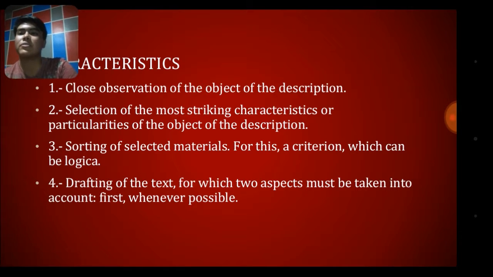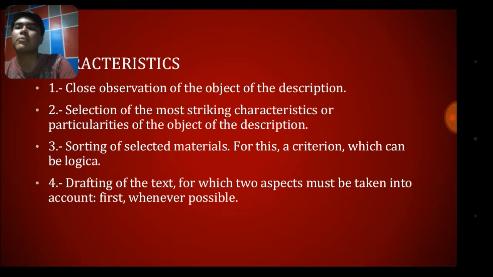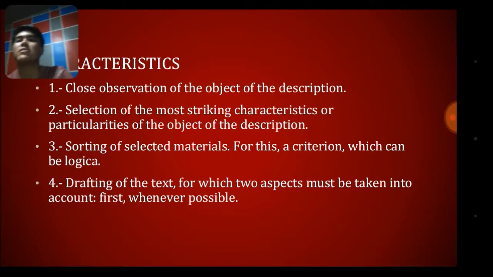Number 3. Sorting of selected materials. For this, a criterion which can be logical, from the general to the particular, from the most important to the least one, or spatial, from right to left, from top to bottom, must be fixed. Number 4. Drafting the text, for which two aspects must be taken into account. First, whenever possible, it is highly recommended to write a primary draft that, after the relevant revision, gives rise to a final version.